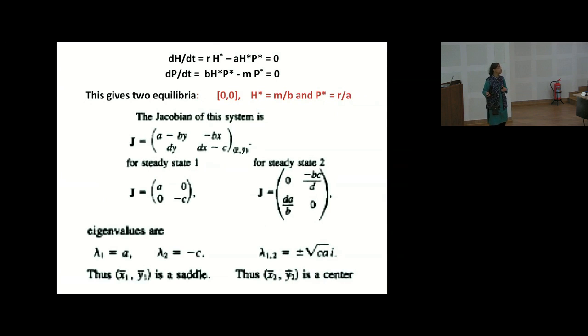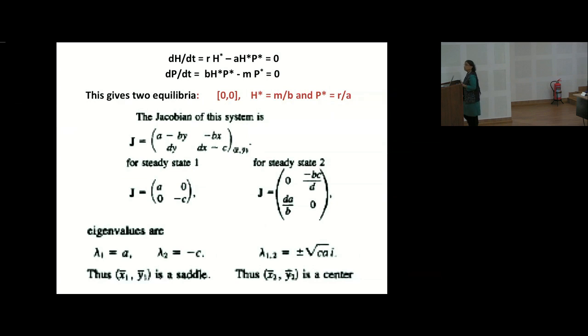I think on the first day something was done, but I'm not sure. You can have a saddle node type of steady state. You can have a center type of steady state. You can have a focus. You can have limit cycles. You can have different types of steady states. If you want to look at it in the phase plane, it's called phase plane analysis. What is the nature of attraction of each of these steady states in the surrounding phase plane?